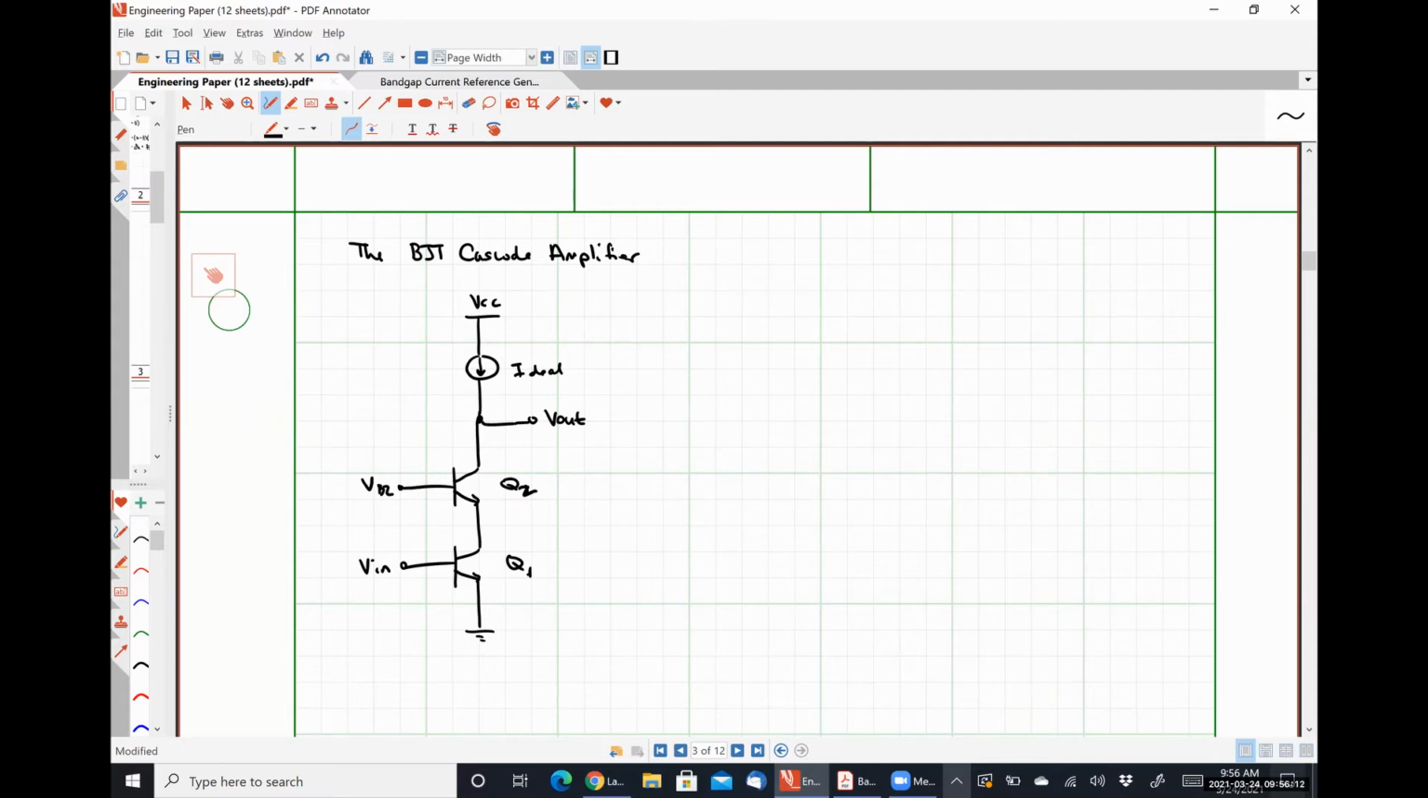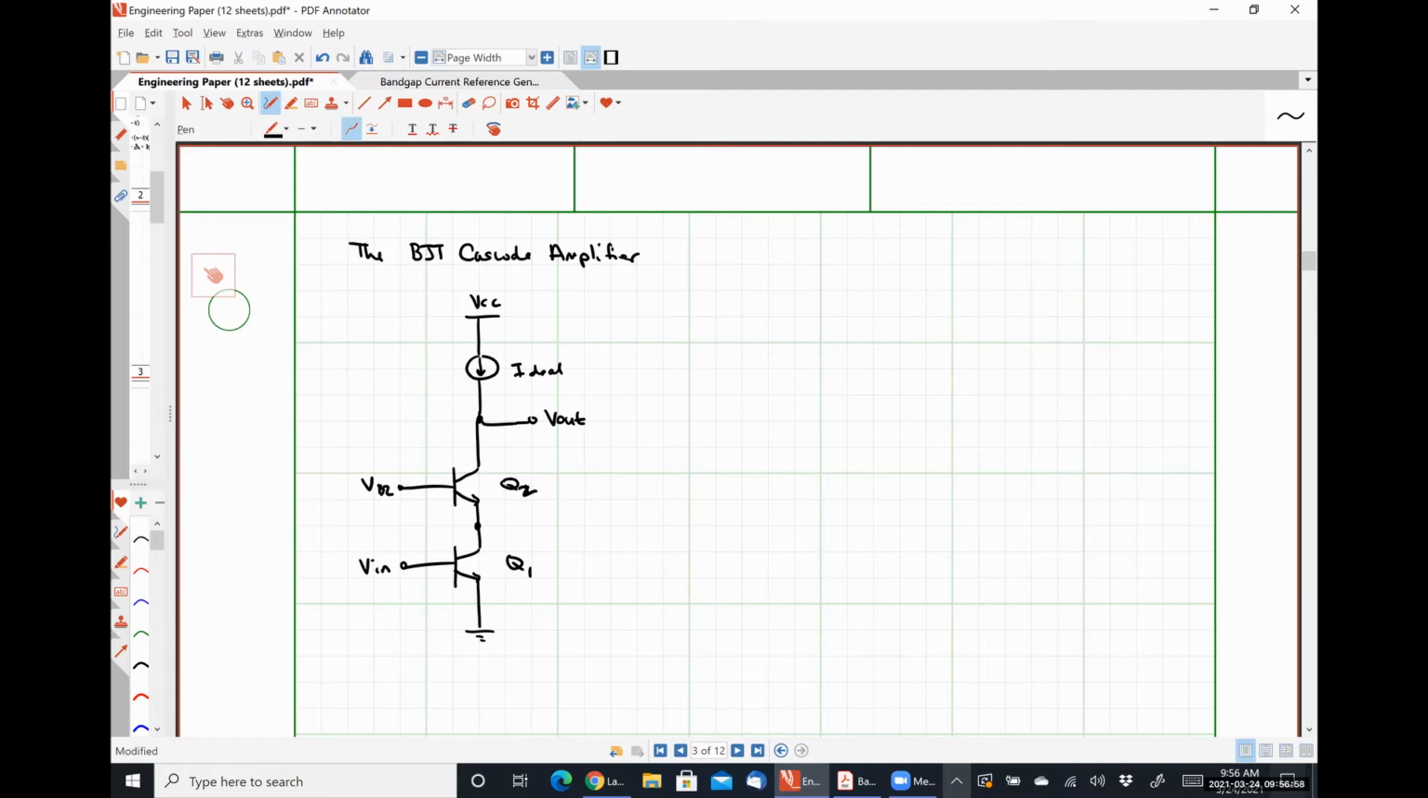Another way to interpret this would be to consider this as a common emitter amplifier with a common base amplifier stacked on top, right? So the output voltage of the common emitter amplifier would be taken at this node right here between Q1 and Q2, right? But we have replaced the resistor of that common emitter amplifier with a common base. So two different interpretations, both reasonably okay.